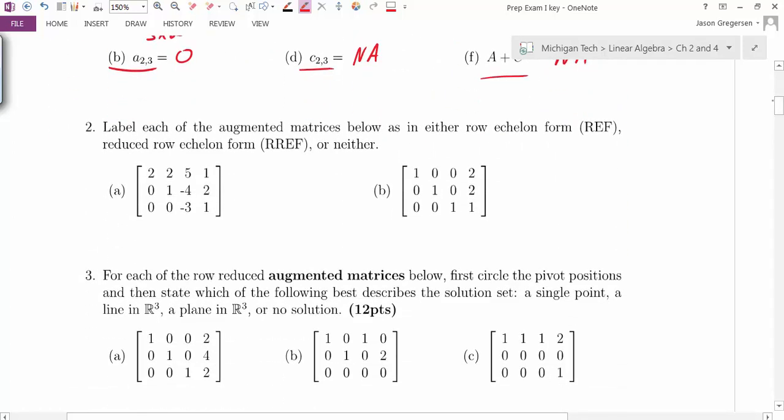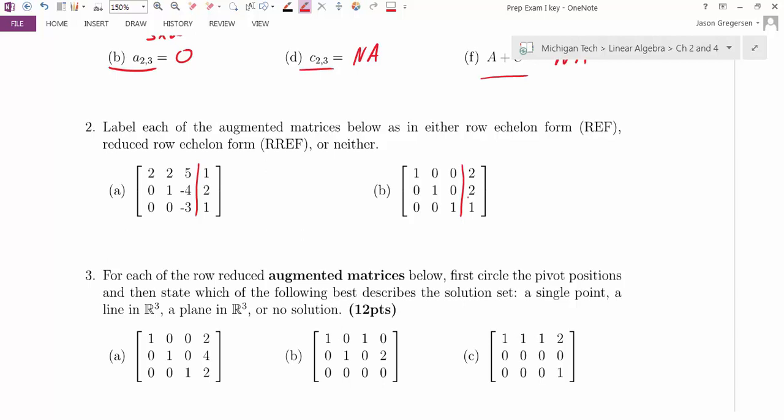Now we'll go to problem 2. Problem 2 says, given these augmented matrices, so I know these matrices are augmented matrices, the coefficient matrix and the right-hand side vector, I need to label them as REF or RREF.